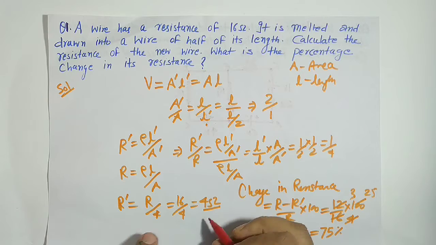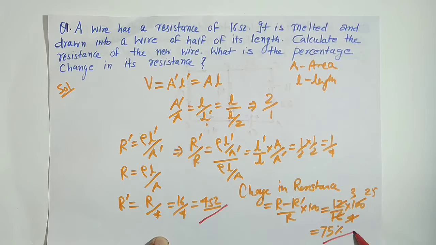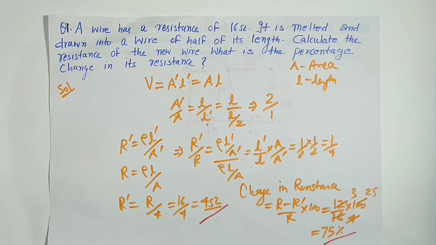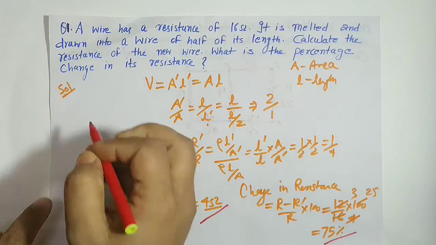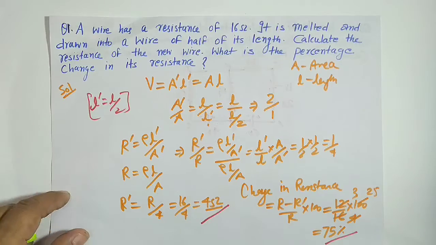You got it? 4 ohm is the resistance which you got, and 75% is the increase in its resistance. So very simple: you reduce the length, and the main point is that L dash was L by 2. So you got the ratio.